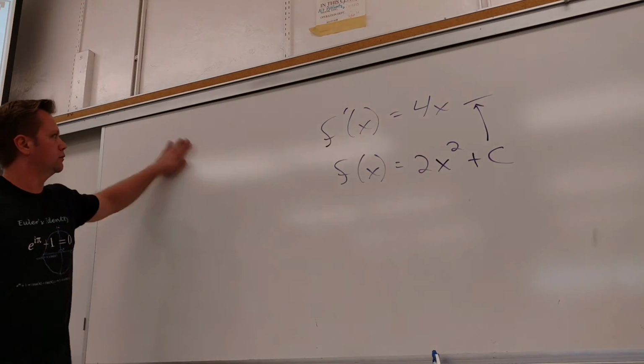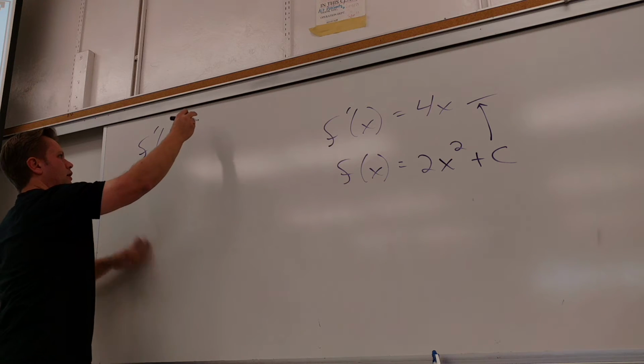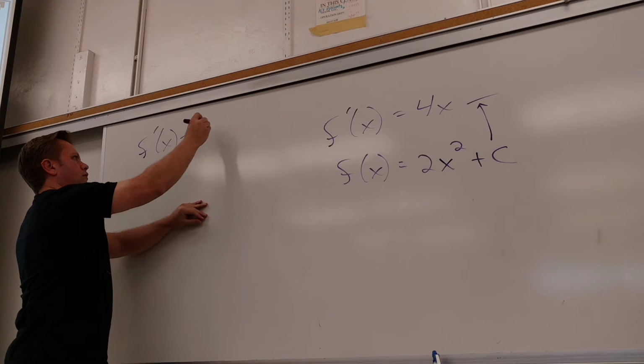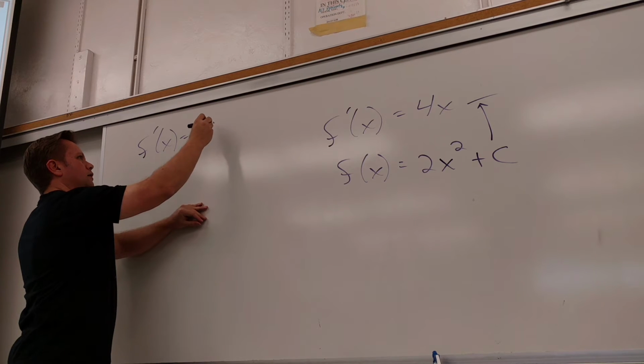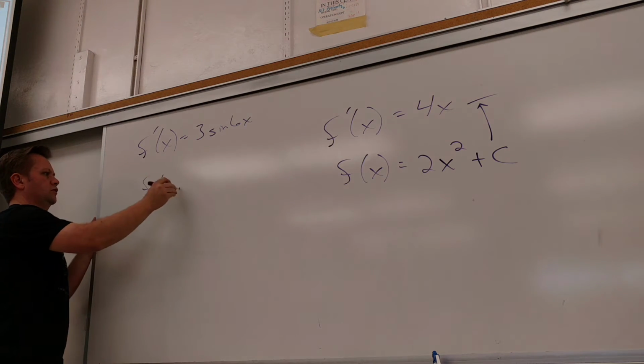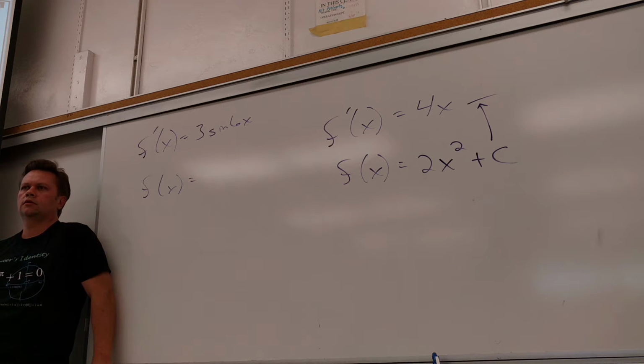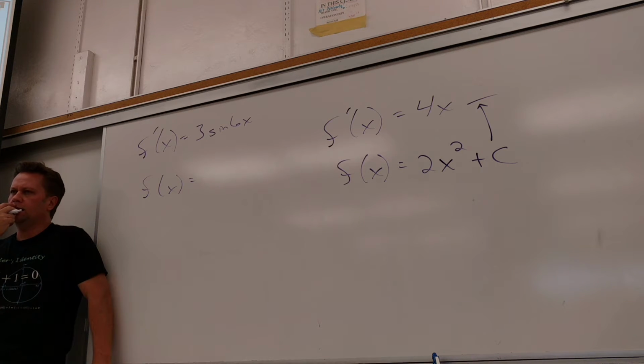Let me give you another one here. What about if the derivative was 3 sine 6x? What would the original function have been? So 3 is a constant. Think about it for a second. Don't say anything out loud. I want everybody to kind of think about it. Somebody's going to say it in a second. But think about it. I gotta process this. Okay.